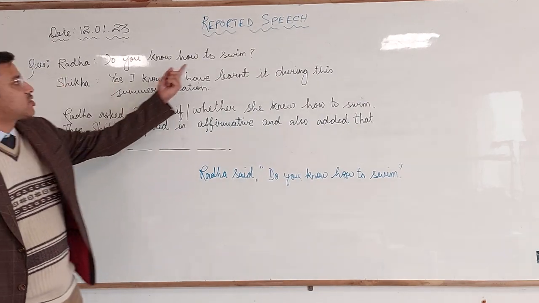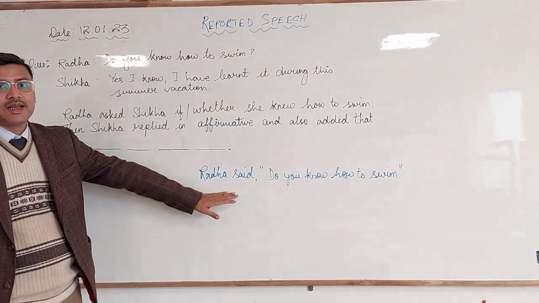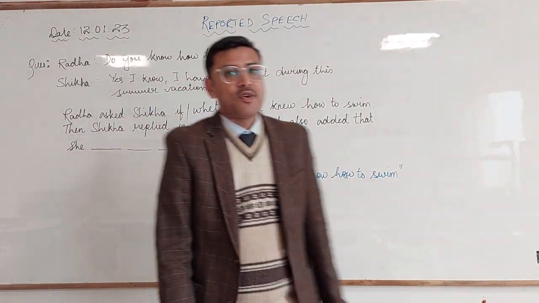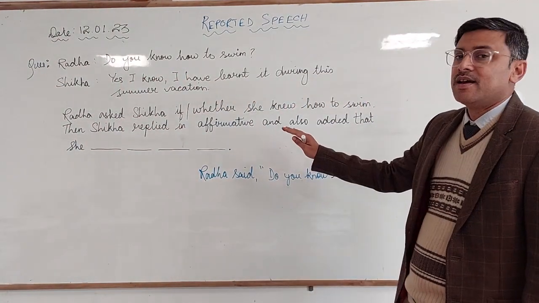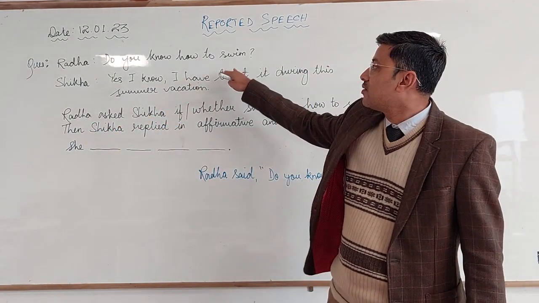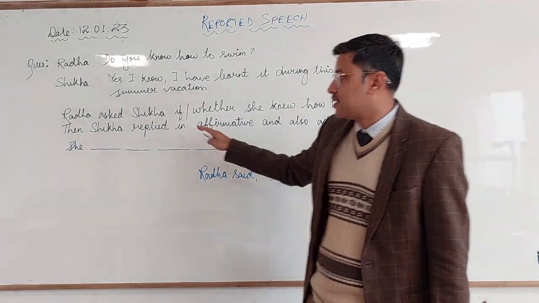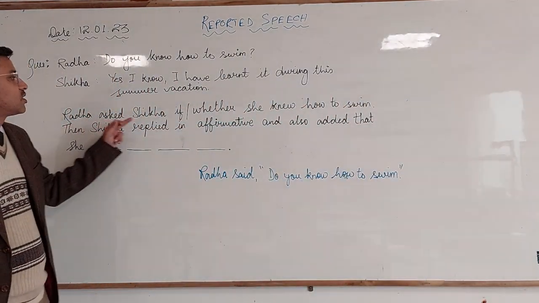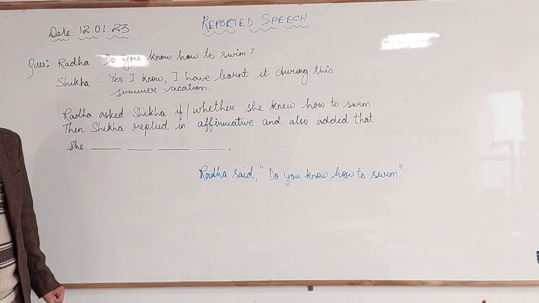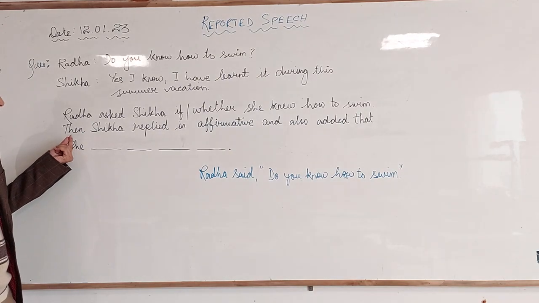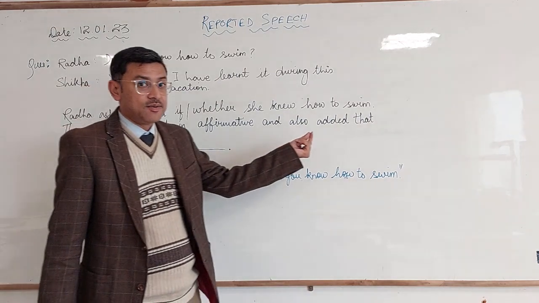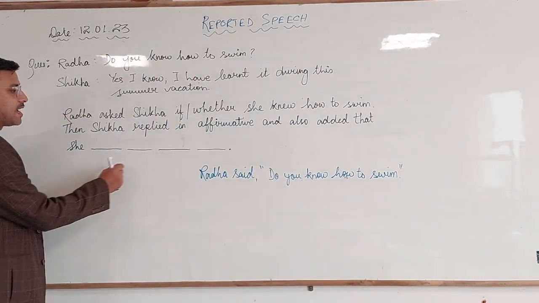Okay, so you see the first statement of Radha, I have written it like this. Now, if I ask you to change it into indirect, it will be very easy for you. But the question is not like that. Now, let us check when all of these things are written in indirect speech. It says that Radha asked Shikha if or whether she knew how to swim. Then the next part of the question: Shikha replied in the affirmative and also added that she dash.